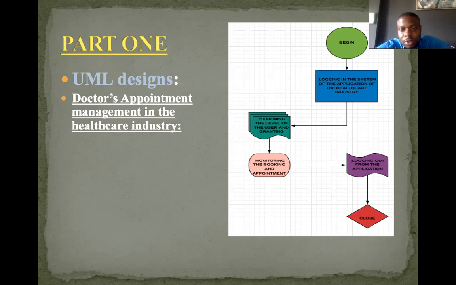The next one deals with logging out from the application. So the user is done with the system, and he or she is about to log out from the application, and then closes out the system. It logs out and closes out of the system. So that's the very first UML design that I worked on for this.